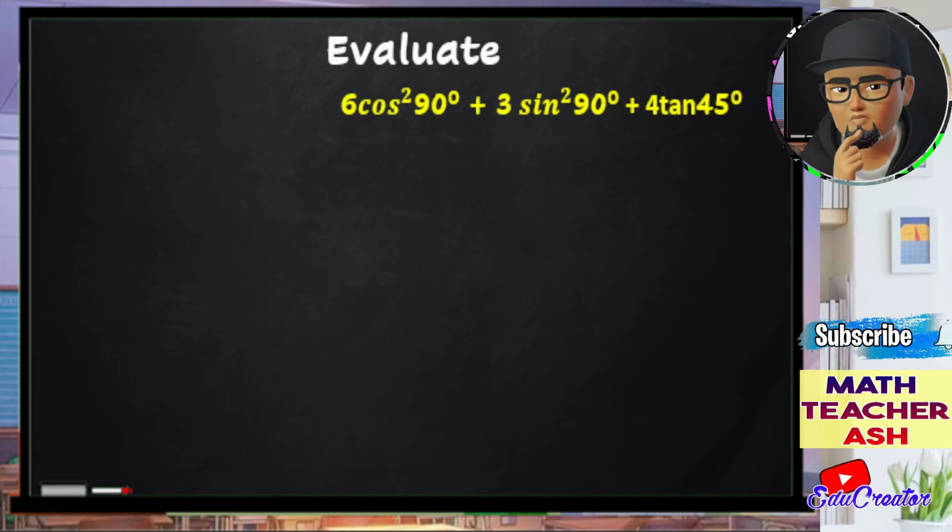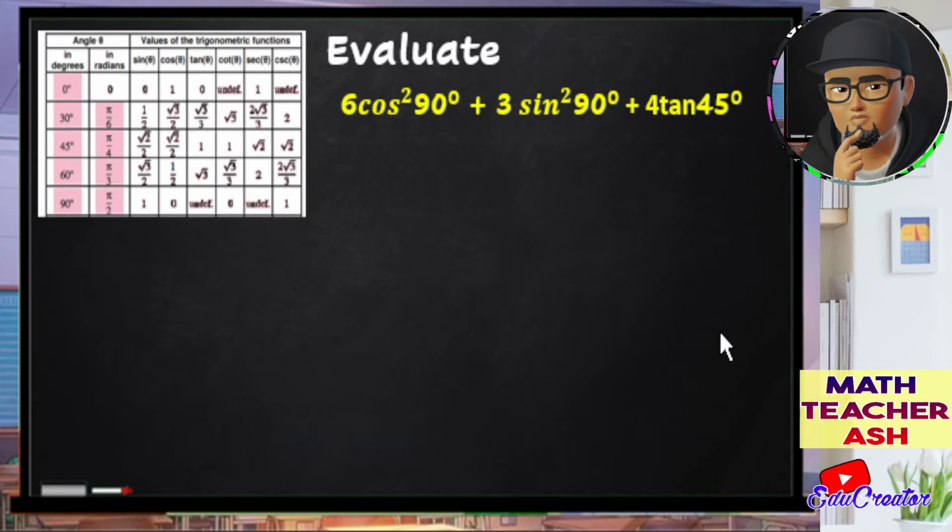For question number 4, we have to evaluate the expression 6 cosine squared 90 degrees plus 3 sine squared 90 degrees plus 4 tan 45 degrees. So how do we solve that one, my dear math learners? Of course, we will consider our table first. If you do have a square in your trigonometric function, what you will do is consider cosine 90 in your table, and then the value of that, you square it. I hope that is clear.